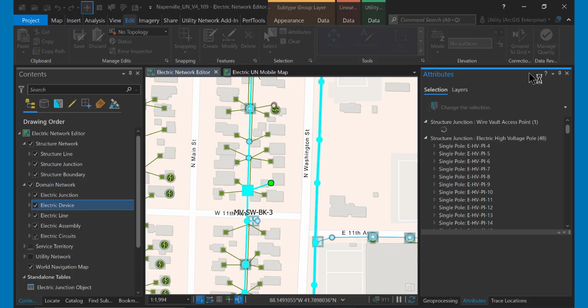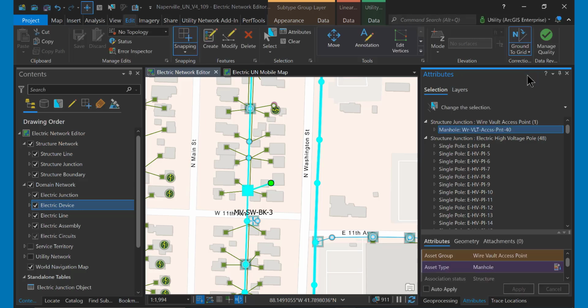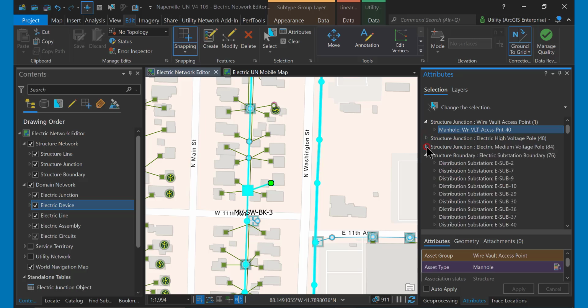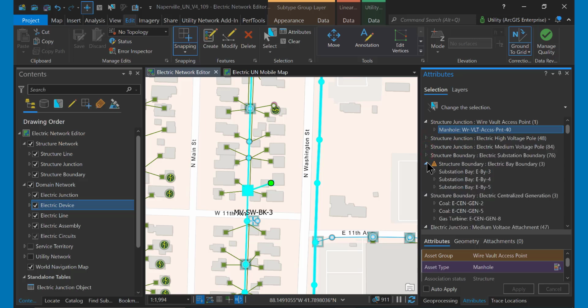Okay, so over here in my attributes list, we can see all of the structured junctions. We've got high voltage poles, medium voltage poles, substations, electric bay boundaries, and here it's giving us a list of generation stations. So in this particular trace, upstream from this service meter, we can see that we have 2 coal plants and a gas turbine. So this is seeing that the customer's connected to these 3 different generation stations and could at any given time be getting electricity from one of these 3 sources.